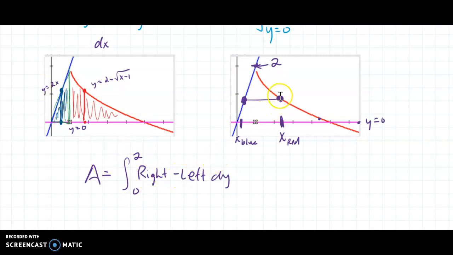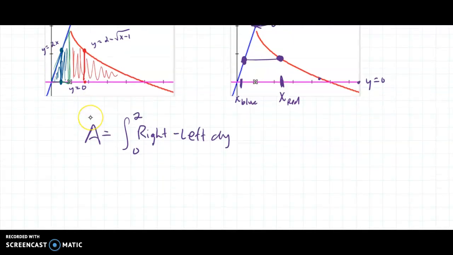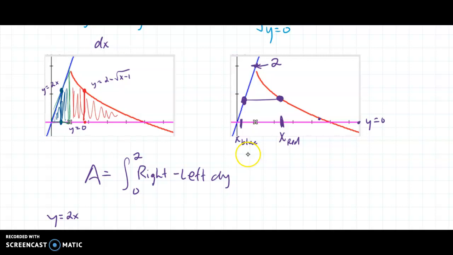So what I'm trying to get at is that I need to get this equation right here into an x equals form. And I need to get this equation into an x equals form. So the blue one's actually easy. If I start with y equals 2x, I can solve for x and get x equals y over 2. So that tells me that this here is x equals y over 2.